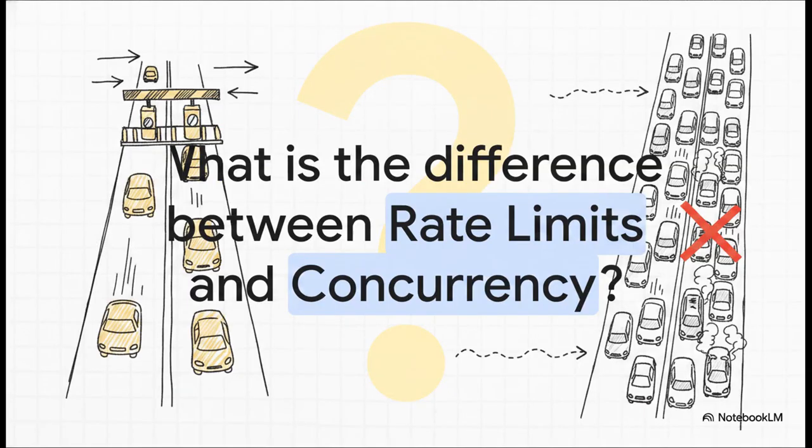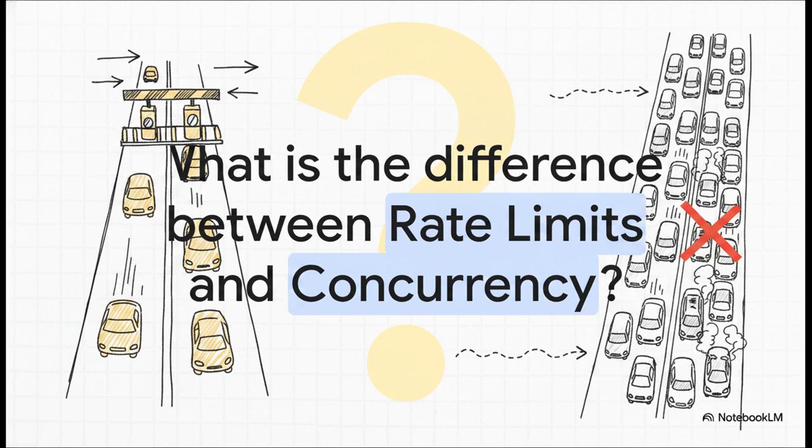Now here's a question for you to chew on. What is the actual difference between a rate limit and a concurrency limit? They sound similar, right? Standard rate limits measure requests per second, basically how many cars are passing the toll booth right now. But a concurrency limit restricts the number of simultaneously active, resource-intensive requests. It counts how many cars are currently parked on the highway, taking up space.